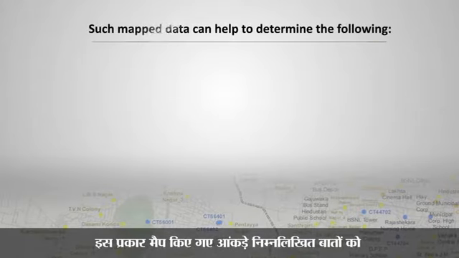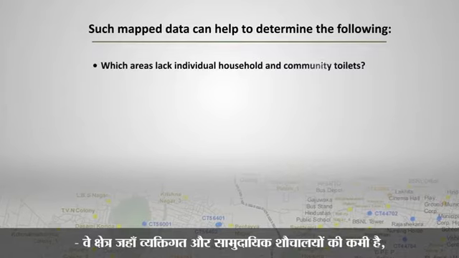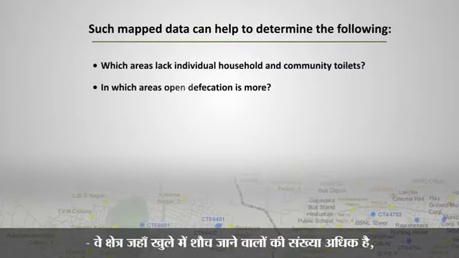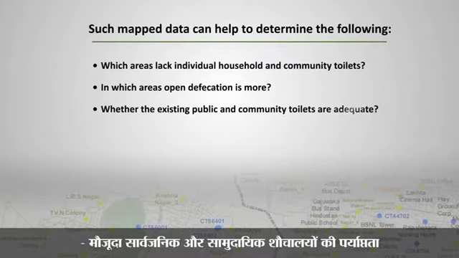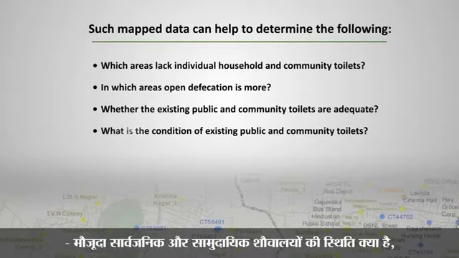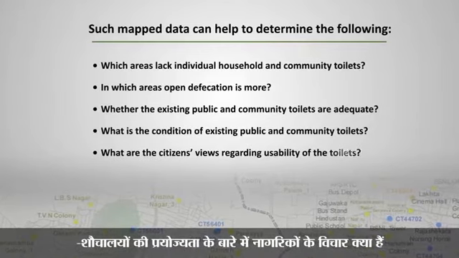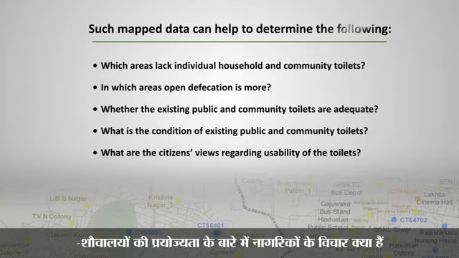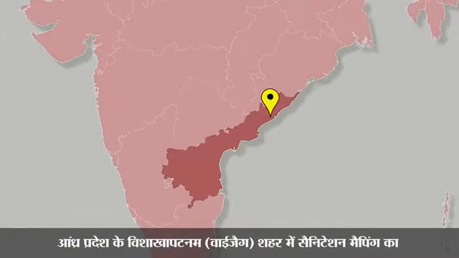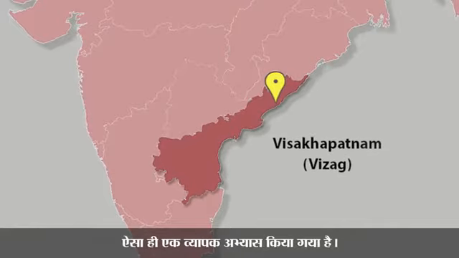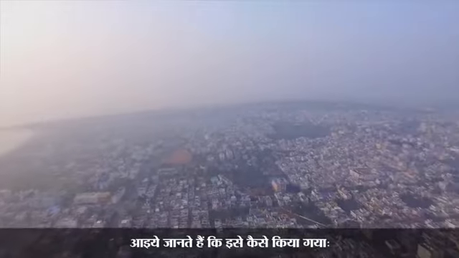Such map data can help to determine the following: which areas lack individual household and community toilets, in which areas open defecation is more, whether the existing public and community toilets are adequate, what is the condition of existing public and community toilets, what are the citizens' views regarding usability of the toilets, and other such crucial information to understand the gaps. One such extensive sanitation mapping exercise has been done by the city of Visakhapatnam in Andhra Pradesh. Let's now learn how this has been done.